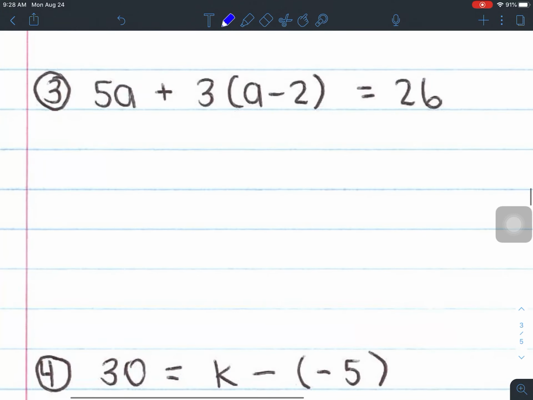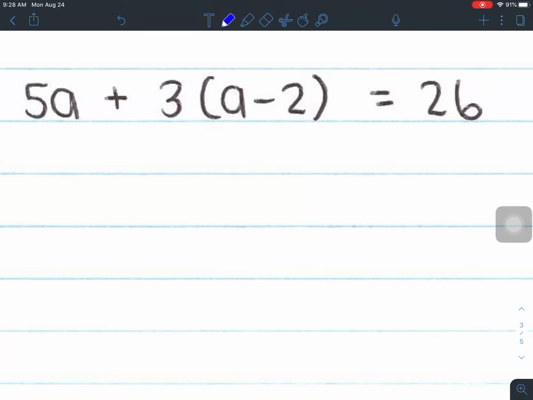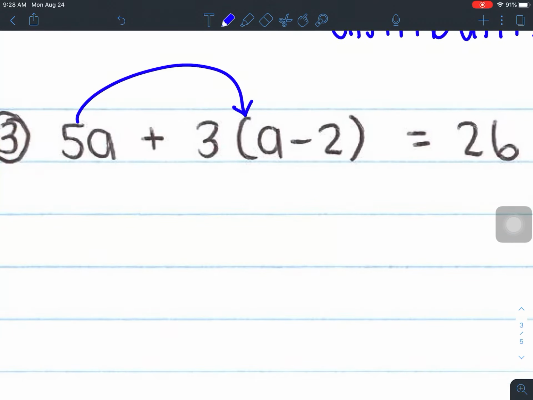So the first thing I'm going to do is get rid of those parentheses because they're scary and nasty. I want to get rid of the parentheses around a minus 2. So how would I do that? I would take the number attached directly on the outside of those parentheses. I would not distribute the 5a. That is not how this works, okay? Not the number on the very far outside. It has to be the number directly attached to the parentheses. In this case, the 3 is directly attached.